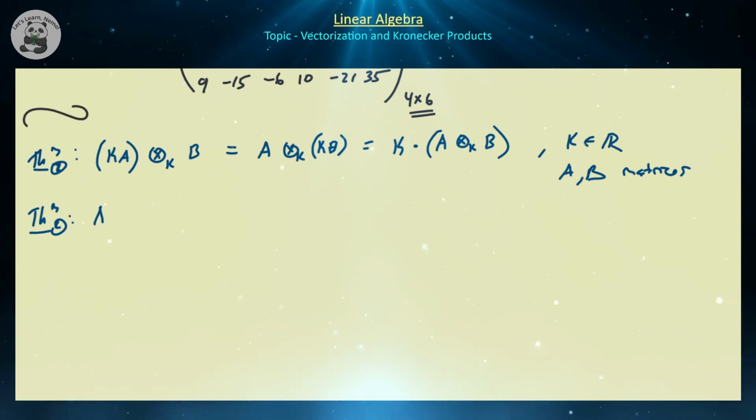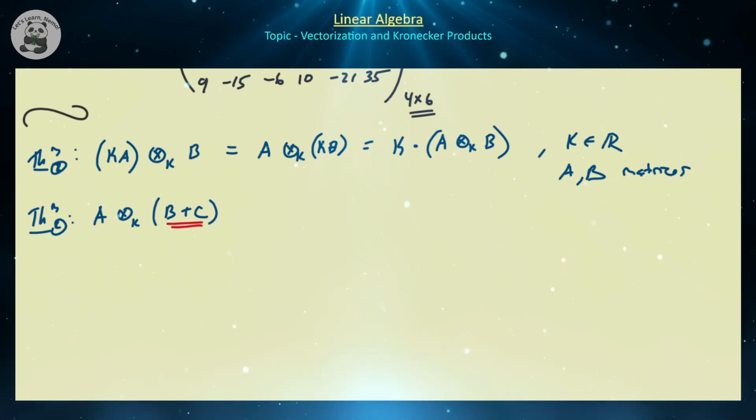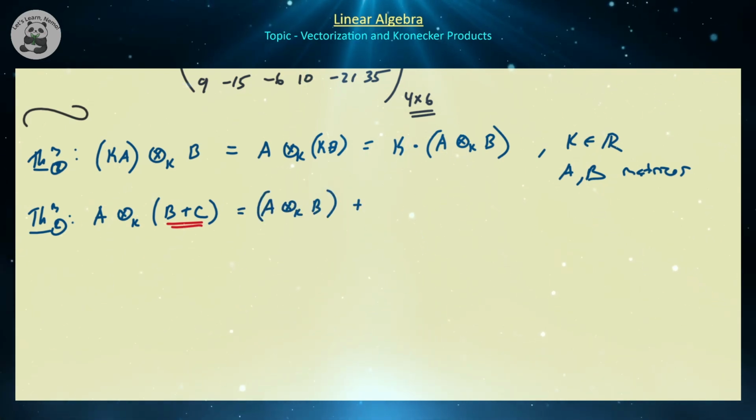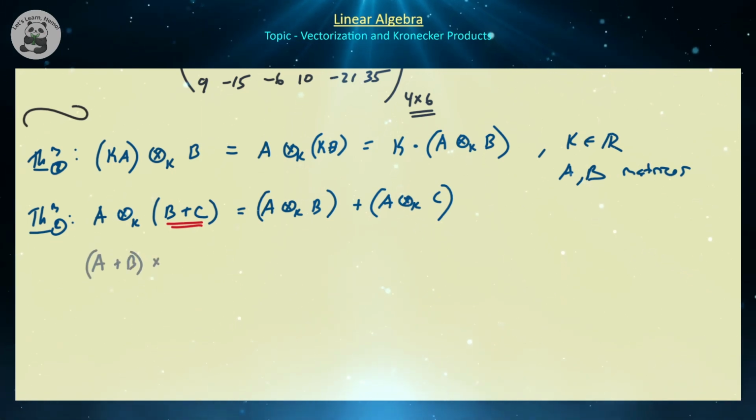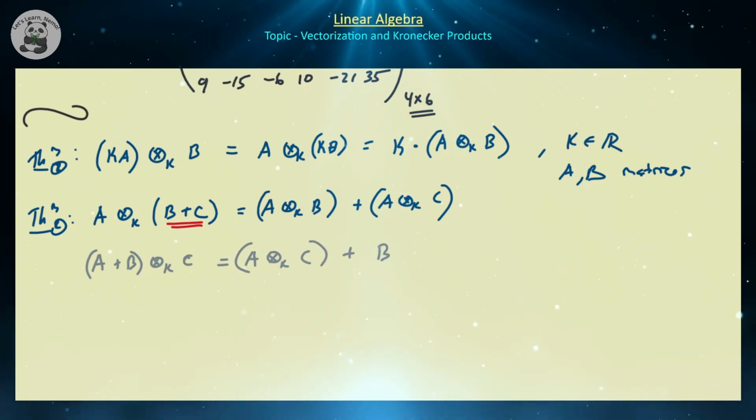The next is that the Kronecker product of A with the sum of two matrices B and C, where B and C need to be the same exact size of course, is going to be equal to the Kronecker product of A with B plus the Kronecker product of A with C. And it's also going to be true in the other direction. One can show that A plus B Kronecker product with C is going to be equal to A Kronecker product with C plus B Kronecker product with C.